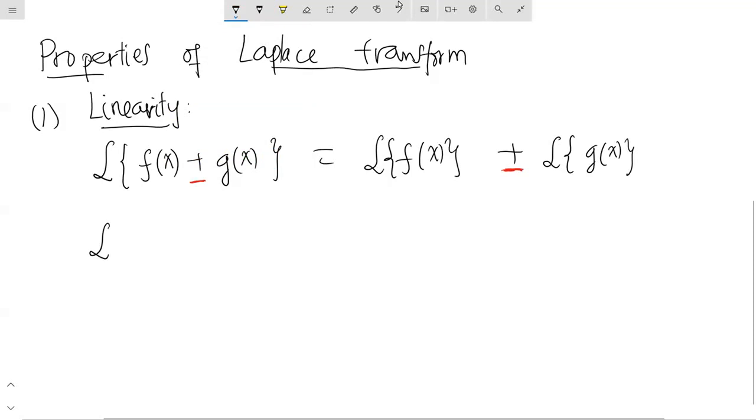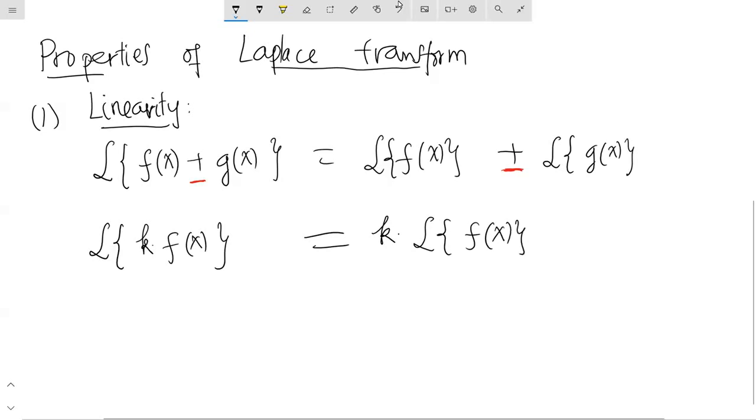And then we also have the Laplace transform of, say, a constant k times f of x. Then we may take the constant k outside, times the Laplace transform of f of x. So these two properties together are called the linearity.